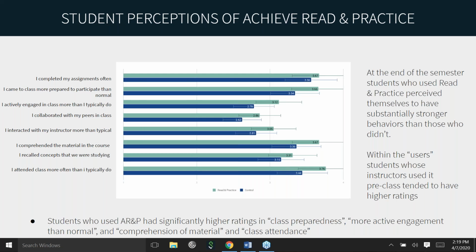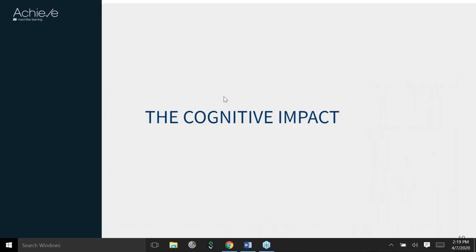So by assigning Read and Practice in a pre-class way and giving them that confidence that they'll be able to confidently participate, that enables an increase in classroom attendance, and students are perceiving that that was the case in this semester. So again, a lot of the student behaviors that we expected to validate were validated with this survey research.